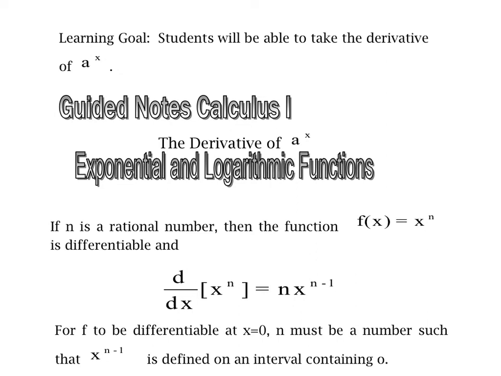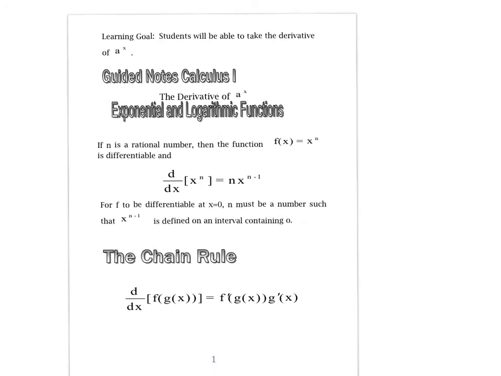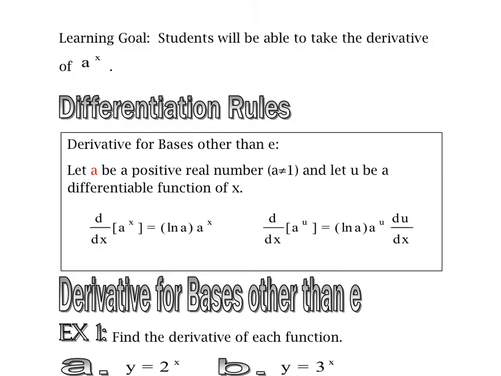Alright, so we're going to talk about the derivative of a to the x. A to the x means just any number to the x. So on the first page, we just have some review about rules. We got the power rule, we got the chain rule, some things we might have to consider here. Let's go to the next page.